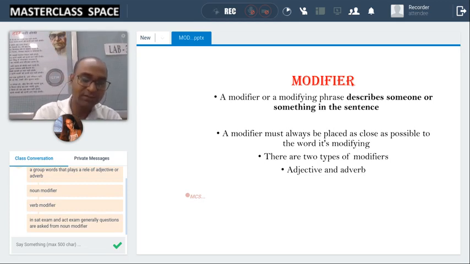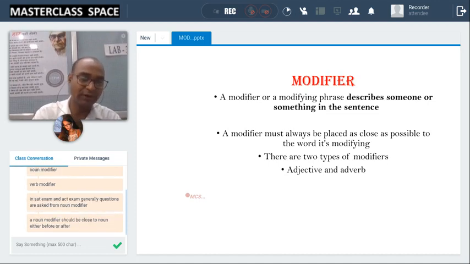So a noun modifier should be close to the noun, either before or after. So a noun modifier should be close to the noun, either before or after. Okay. Example, as I say, Ayushi is a smart girl.